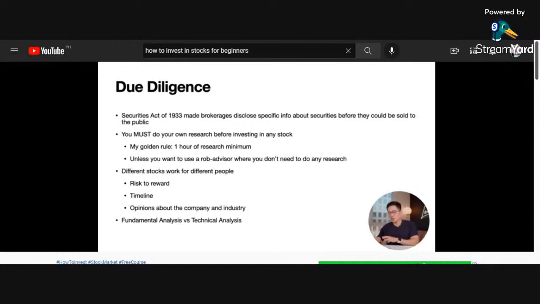If you want to buy individual companies, it's really important that you know what that company does. You know their financials, you know their leadership, you know their whole game plan, and you're comfortable with that. If you want to invest in index funds or through a Robo Advisor, you don't need to do too much research, and it's a lot easier, I'd say. Different stocks are going to work for different people, right? What works for you might not work for someone else. And it really comes down to the risk to reward, your timeline, as well as any opinions you have about that company or that industry.